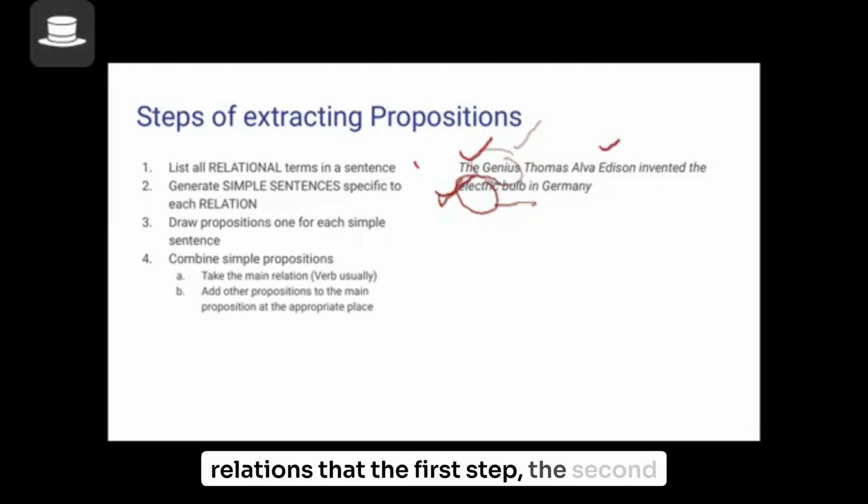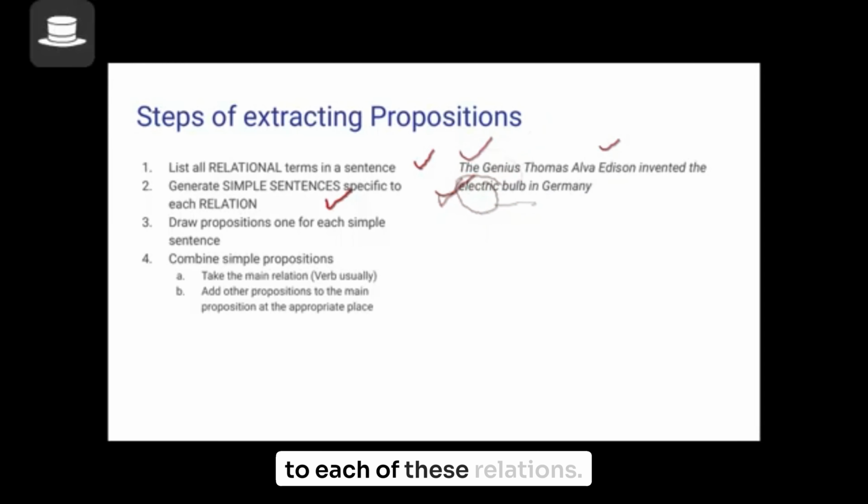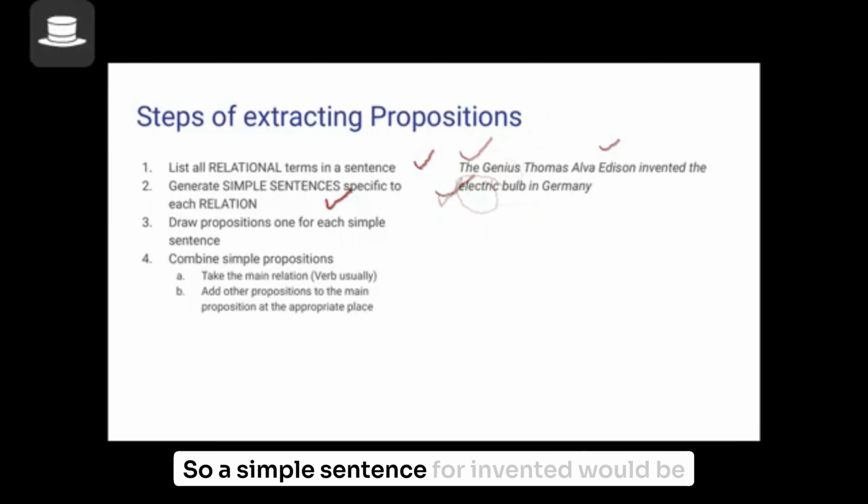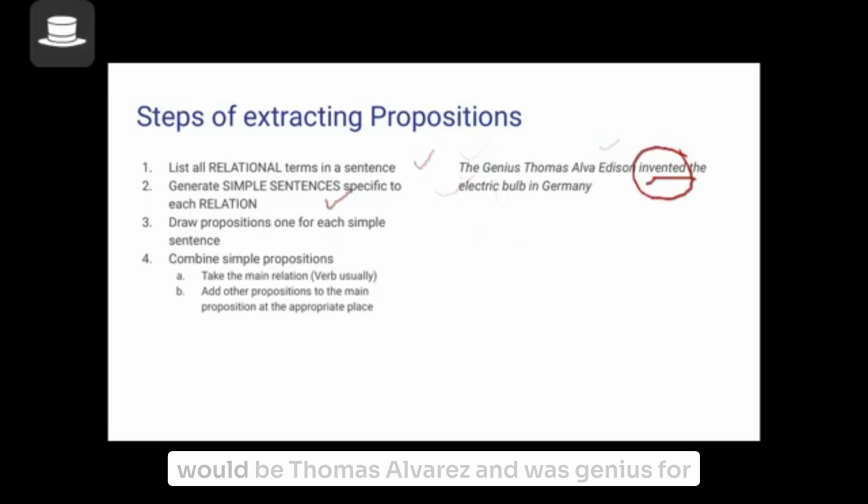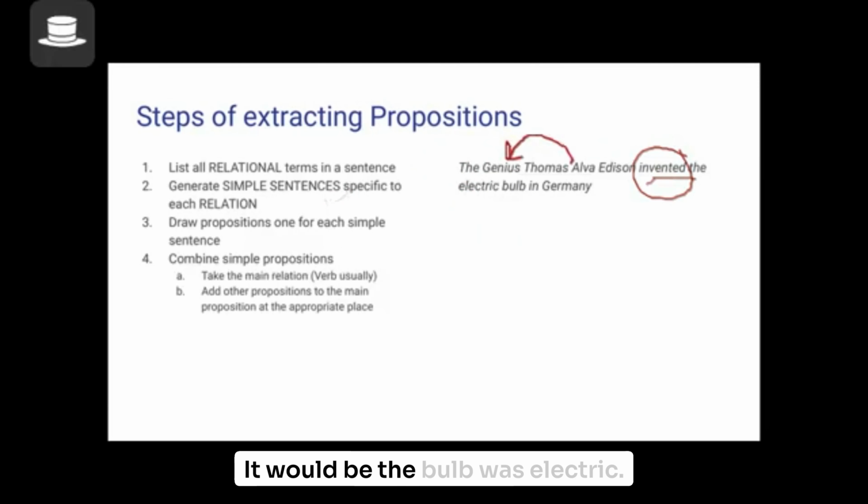That would be the first step. The second step is to create simple sentences specific to each of these relations. So a simple sentence for invented would be Thomas Alva Edison invented bulb. For genius, it would be Thomas Alva Edison was genius. For electric bulb, it would be the bulb was electric.